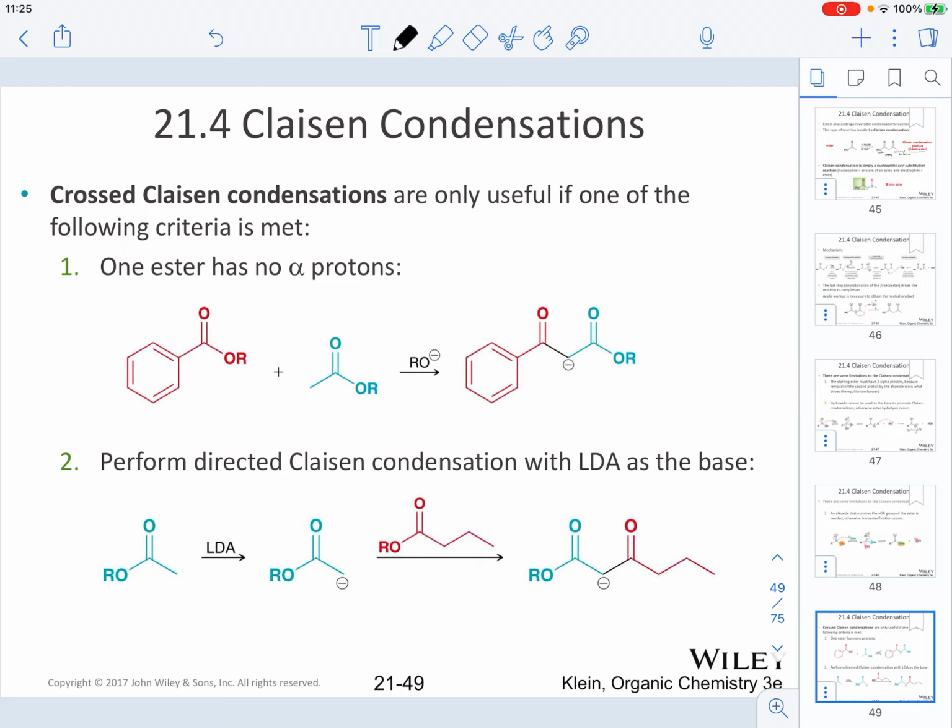Understand that in order to perform a directed Claisen condensation, you can also utilize LDA as the base. If we utilize LDA as the base with the ester that we're interested in to utilize as an enolate, then, as we saw in previous examples for aldehydes, we can incorporate slowly that second ester in order to accomplish the molecule that we have as a target.